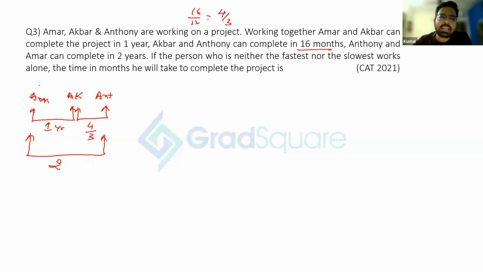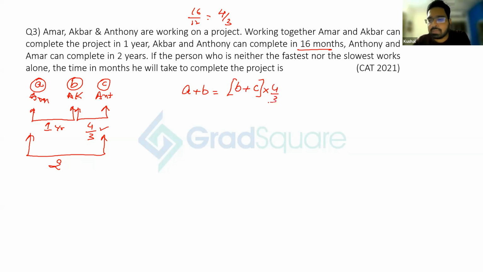Now, let me say Amar does A units per year, Akbar does B units per year, and Anthony does C units per year. So if Amar and Akbar are working together, they'll do A plus B units in 1 year, and they are finishing the job in 1 year. So this should become the total units of work. Similarly, Akbar and Anthony are finishing the job in 4 by 3 of a year. Individually, they do B and C. So B plus C is the work done in 1 year, and multiplied by 4 by 3 will give you the total work done, right?